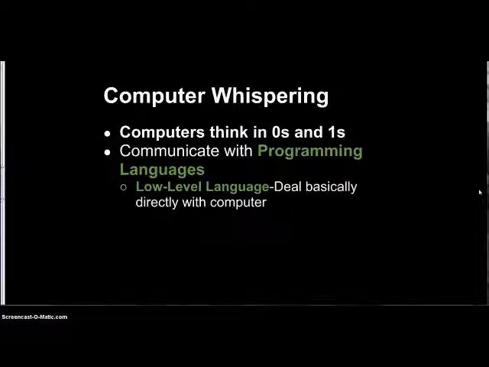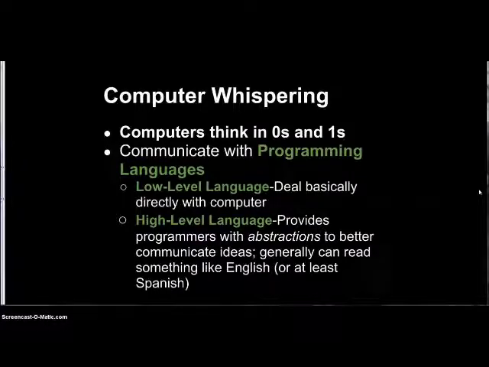Now, again, tedious, right? So what computer scientists and many other people have done is come up with something called a high-level language, which provides programmers with abstractions to better communicate ideas. And so generally they can read something like English, or at least Spanish, if you don't really understand the programming language that you're looking at. And so high-level languages can communicate higher-level ideas. So instead of saying 0100001, I can say print out a value, or store something in a variable. And we'll learn what those things mean later on. But that's just kind of a high-level idea of high-level languages.